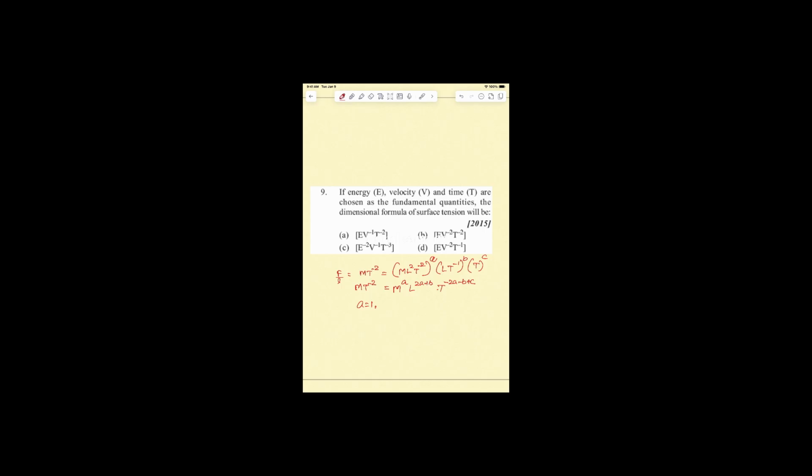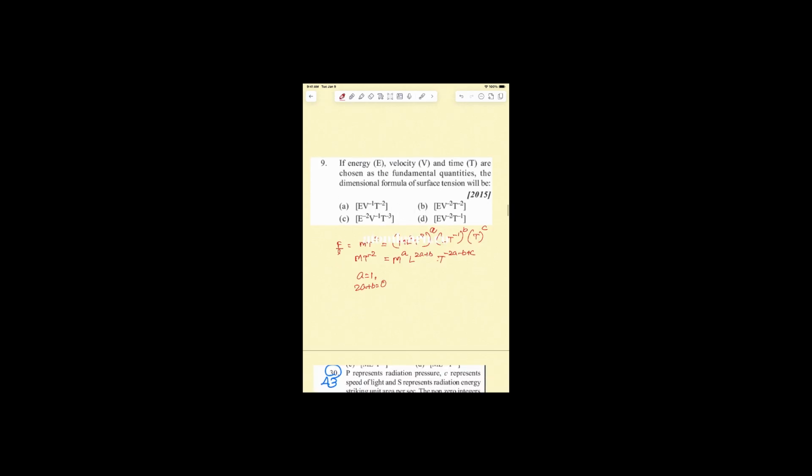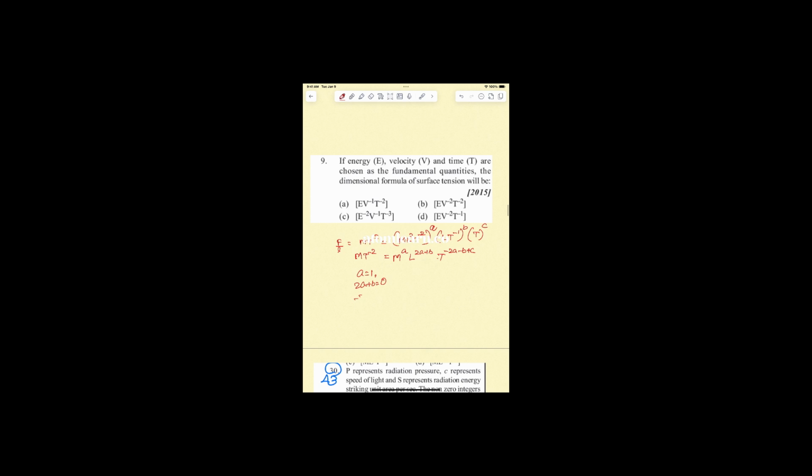and then L powers, you see that 2A plus B equal to 0 on the left hand side, and then minus 2A minus B plus C must be equal to minus 2. Therefore, now from here you put A equal to 1, B equal to minus 2, you are getting 1, 2, minus 2, 4. Therefore, C should be equal to minus 6.